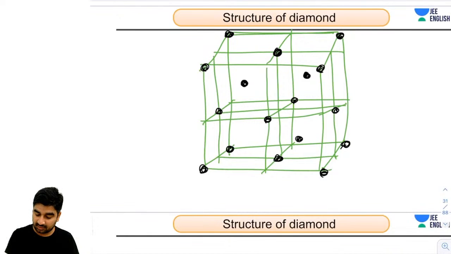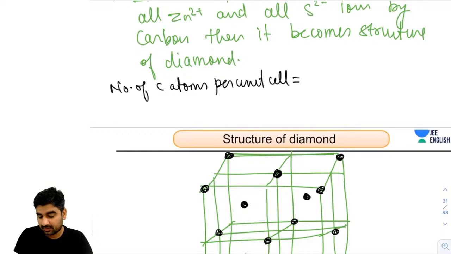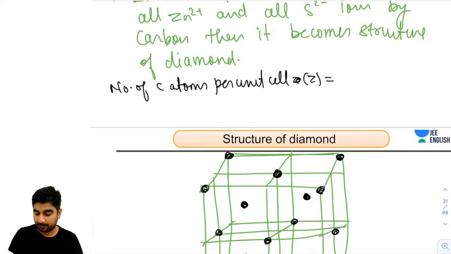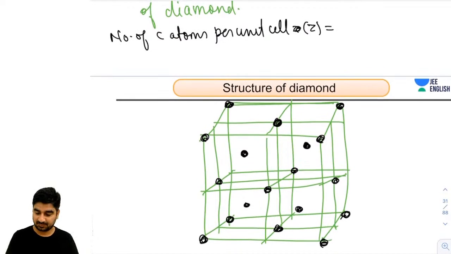So here you can write this, then this. So again, here and here. So how many carbon atoms would be there, guys? Note it down. So the number of carbon atoms per unit cell. Can anybody tell me, guys? Yes, Emmy, Matthew, Manjul, anyone? How many carbon atoms per unit cell will be there? No answers.